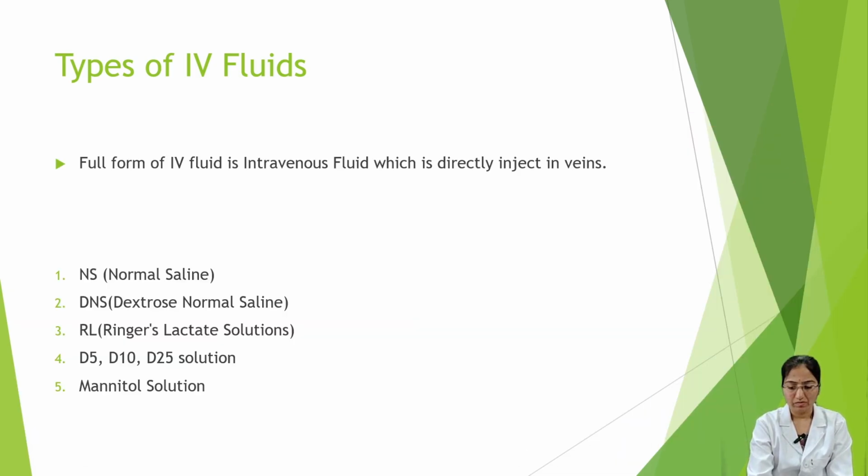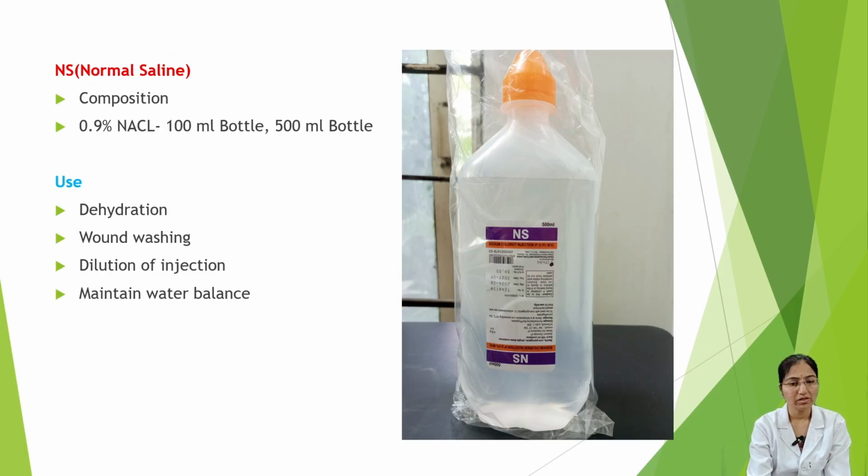We'll see what are all the types of IV fluids. Here, the full form of IV fluid is intravenous fluid, which is directly injected into veins. The types are NS (normal saline), DNS (dextrose normal saline), RL (Ringer's lactate solution), then D5, D10, D25 solutions, and then mannitol solution. We'll see them one by one and discuss in detail.